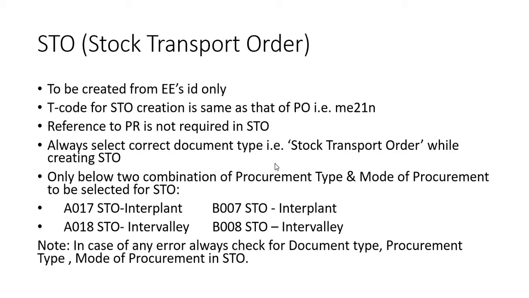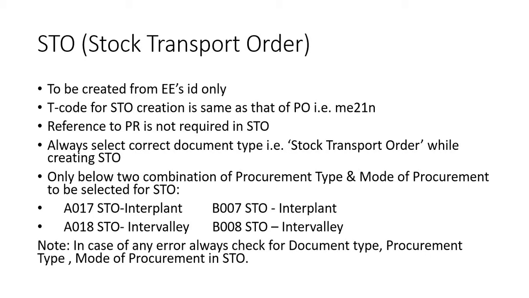Also, since the window for the STO is similar to that of PO, it will ask for procurement type and mode of procurement. These two combinations of procurement and mode of procurement are only to be selected while creating the STO. That is, either it will be interplant or intervalley. If any error occurs to the users while creating a STO, they should always check for the correct document type, procurement type, and mode of procurement.